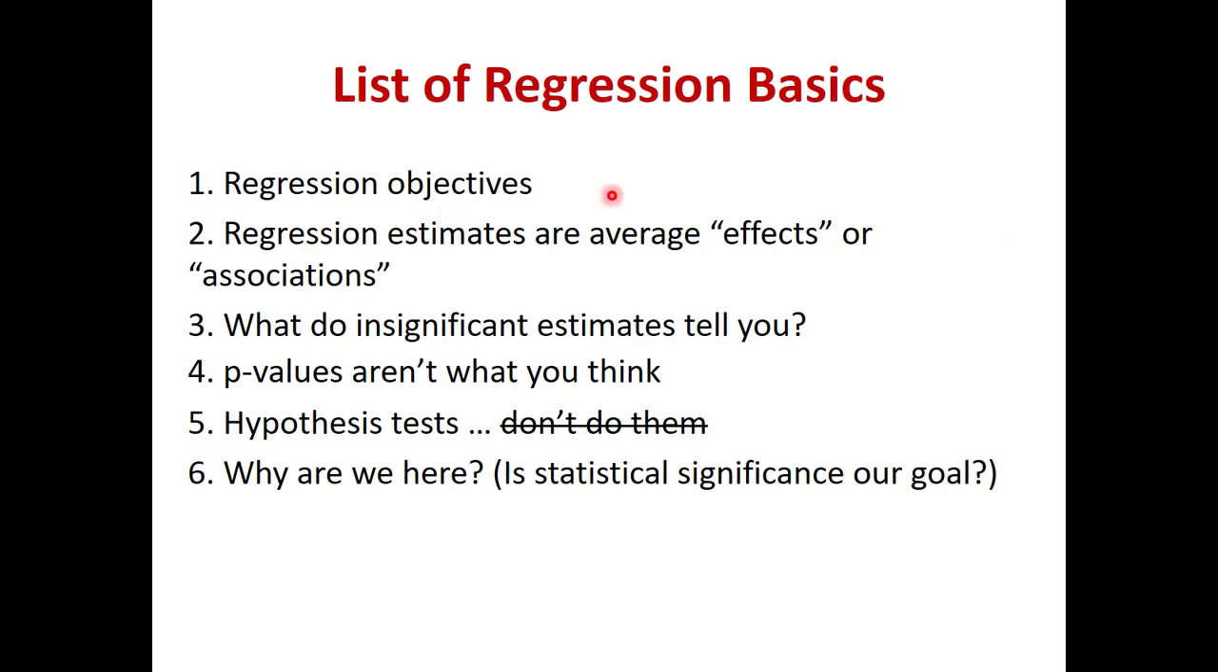Second, when you have some estimates from a regression, what you are seeing is the average effect or the average association, how those variables tend to move together on average. Third, what do insignificant estimates tell you? 4, p-values are not what you think they are. 5, hypothesis tests. I'm sort of going to tell you not to do them, but don't tell anyone I'm going to tell you not to do them. And 6, why are we here? Is our goal in regression analysis statistical significance, or is it something else?